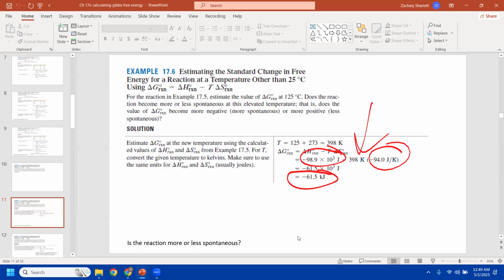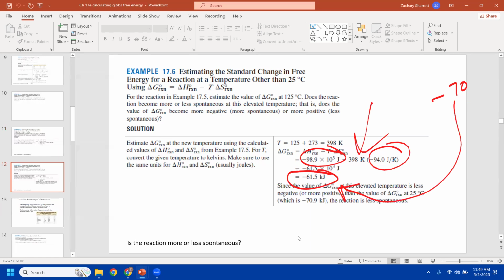Bryce, is the reaction more or less spontaneous? What was the value for the last one? Do you have it written down, anyone? Negative 70 something. So if you're going from negative 70 something to negative 61.5, is it getting more spontaneous or less spontaneous? A little bit less spontaneous, right? So it was negative 70.9, right? Since the delta G value at this elevated temperature is less negative, what that's telling us is as we raise the temperature, it actually makes the reaction less spontaneous.